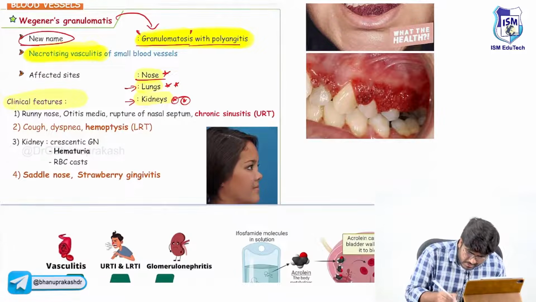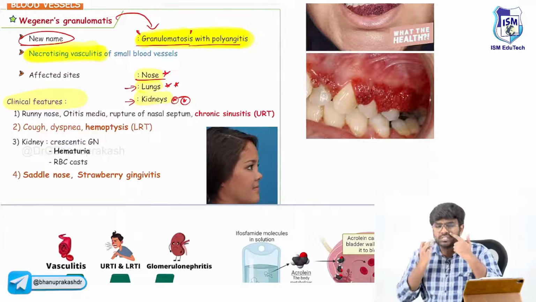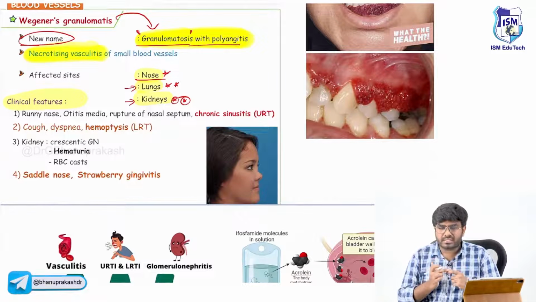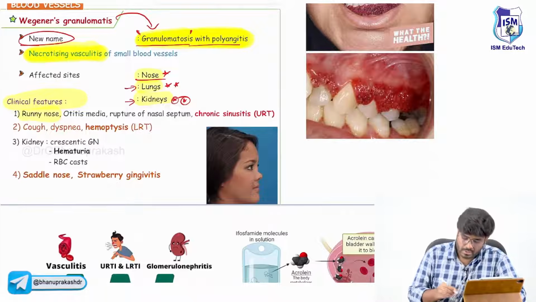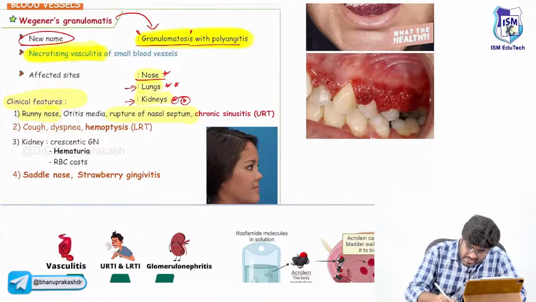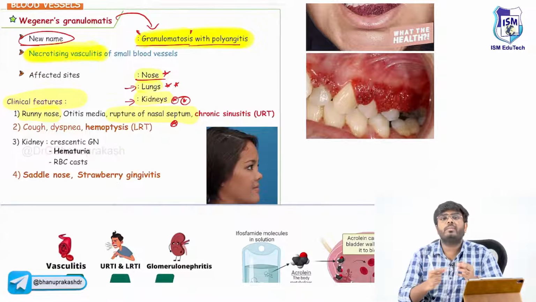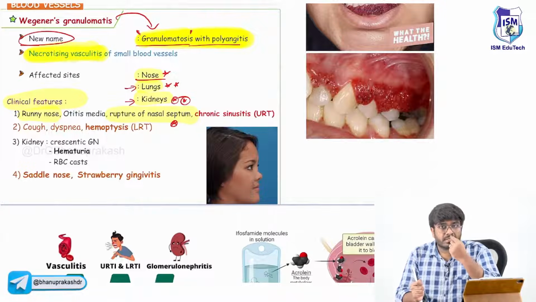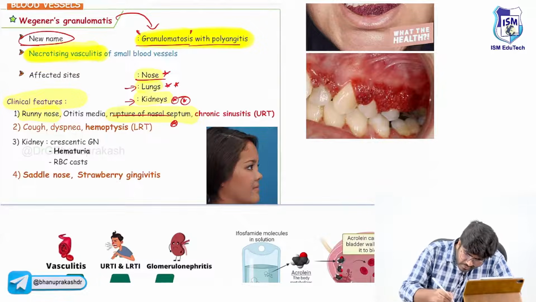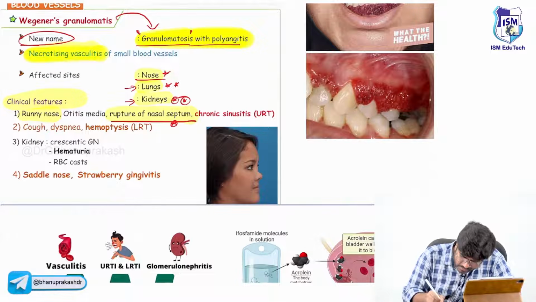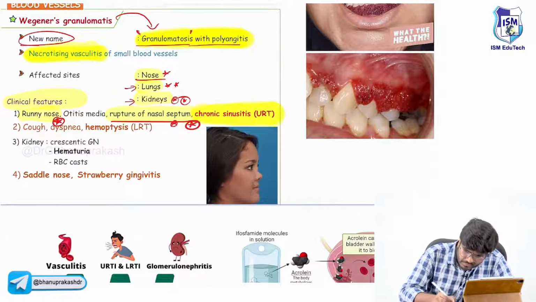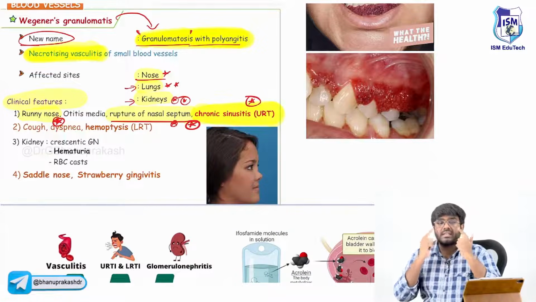Look at this, clinical features. The nose and the paranasal sinus are involved. So these patients generally have a runny nose. There is a rupture of the nasal septum because of the vasculitis. The nasal septum, not the bridge, the nasal septum is going to have necrosis, leading to perforation. Runny nose is going to be there, and sinus involvement leading to chronic sinusitis. These are all the nose and paranasal sinus involvement.